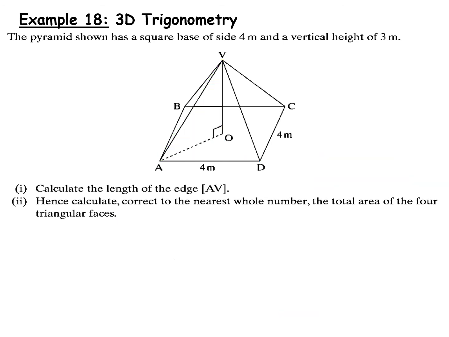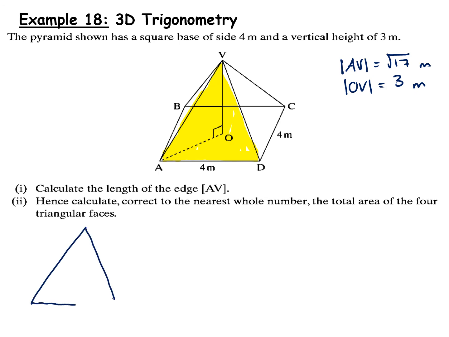I've just cleared everything so we can work. Don't forget, we know that AV from part I was root 17, and I have OV, the vertical height, that's 3, all in meters. Now calculate, correct to the nearest whole number, the total area of the 4 triangular faces. So let's talk about one triangular face first. Here's a triangular face, and they'll all be the same. Let's pull that out and see what we know about it.